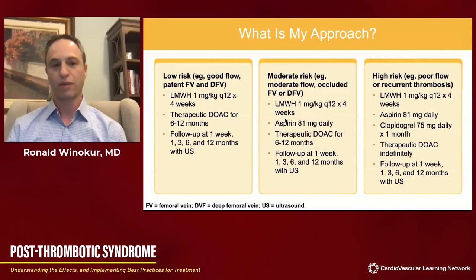And then where I differentiate and deviate is, do I add antiplatelets to that? In the moderate and high risk groups, I'll add antiplatelet agents. In the moderate risk group, I'll use aspirin alone, while in the high risk group, I'll do aspirin and Plavix for those patients in that first month.